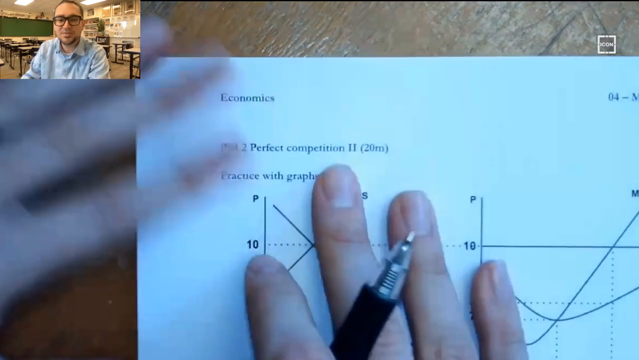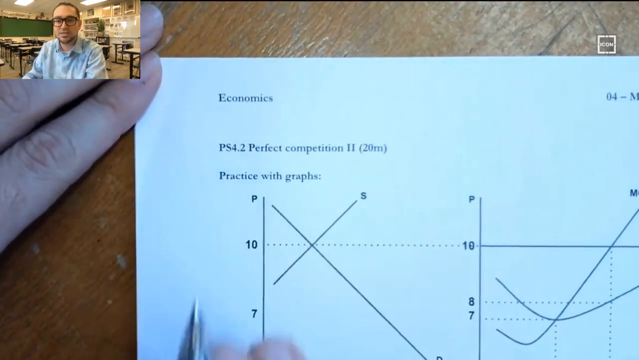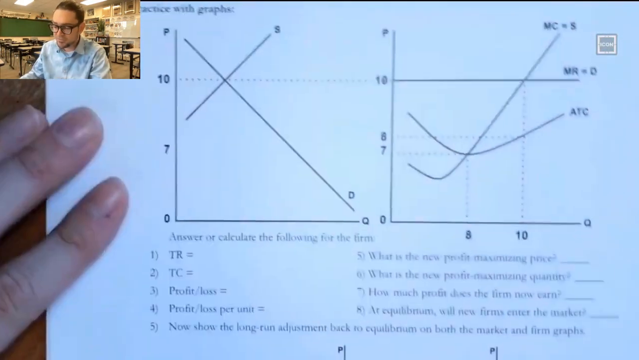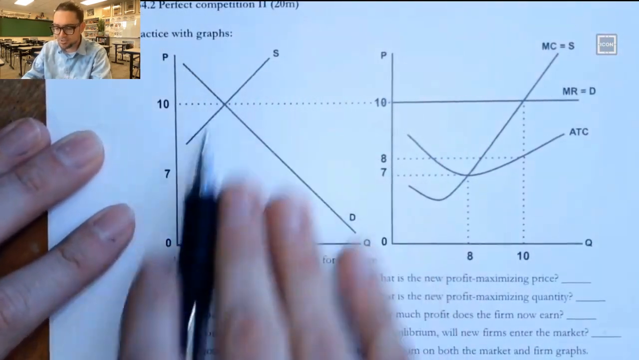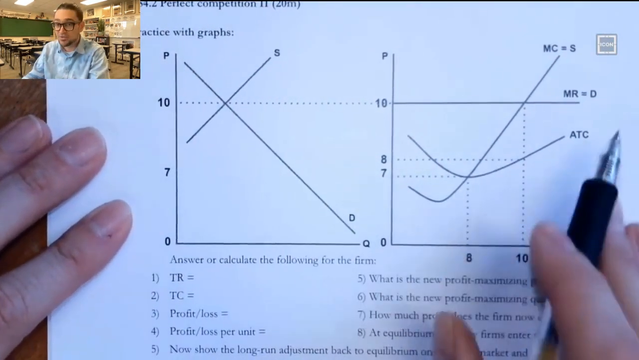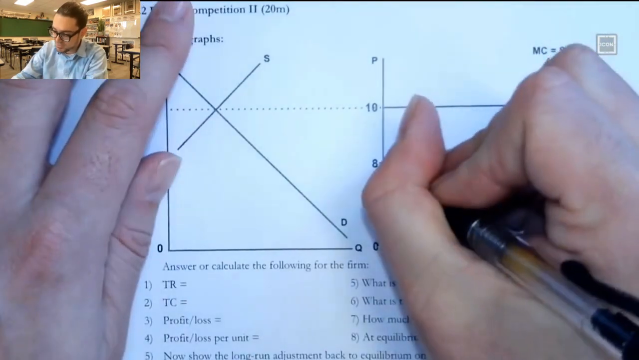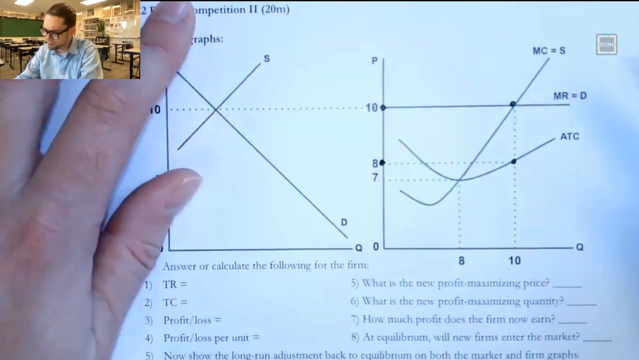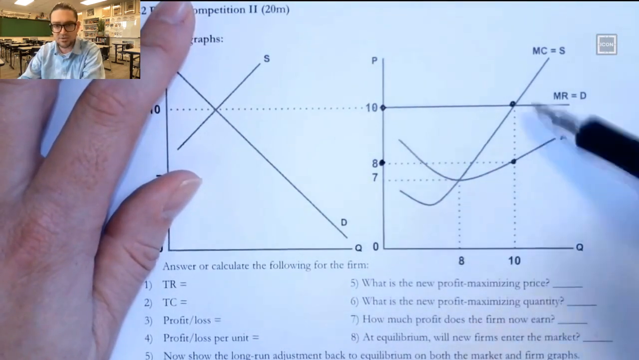Well, hi there. So in this video, we're going to be doing some practice related to the idea of the firm moving back to a long run equilibrium where the firm was earning a profit or a loss. So let's get started. The first picture we're shown is a picture of a market and a firm, and this firm is earning a big old profit right here. So this firm is earning $2 profit per unit times 10.